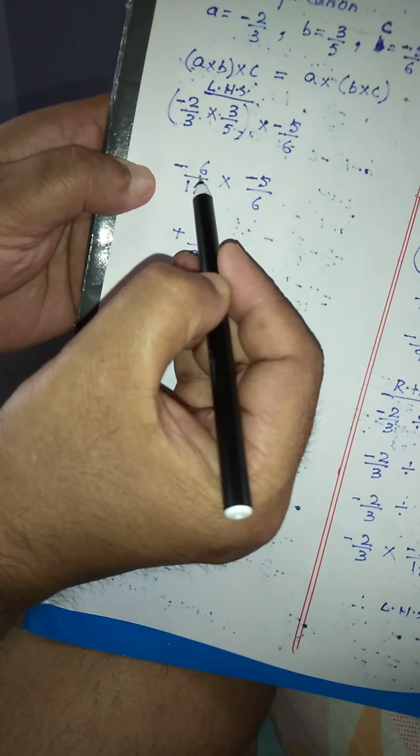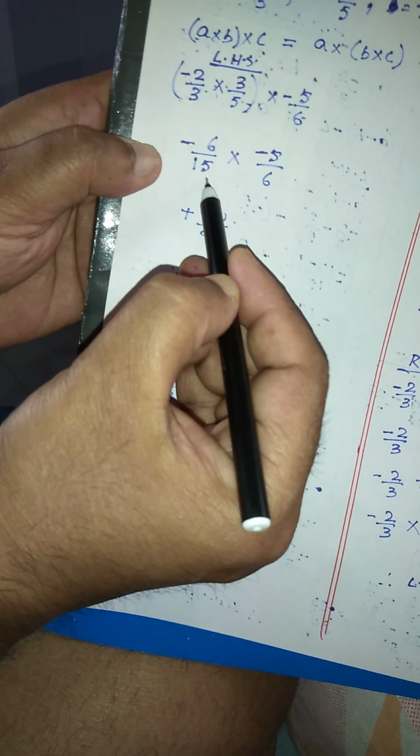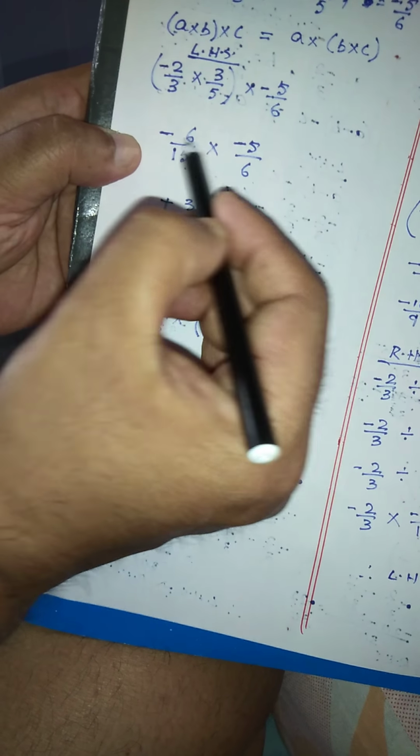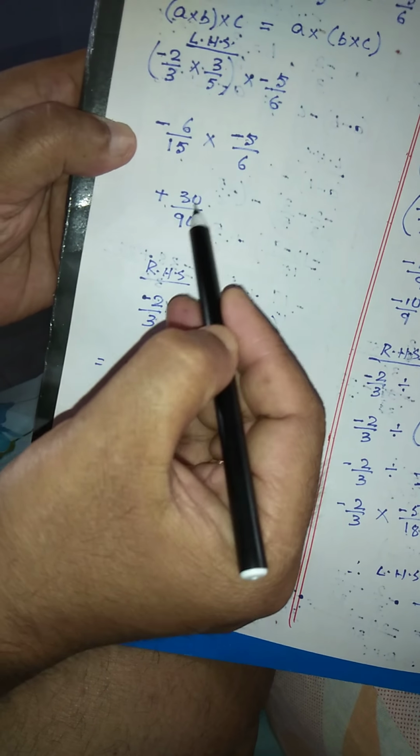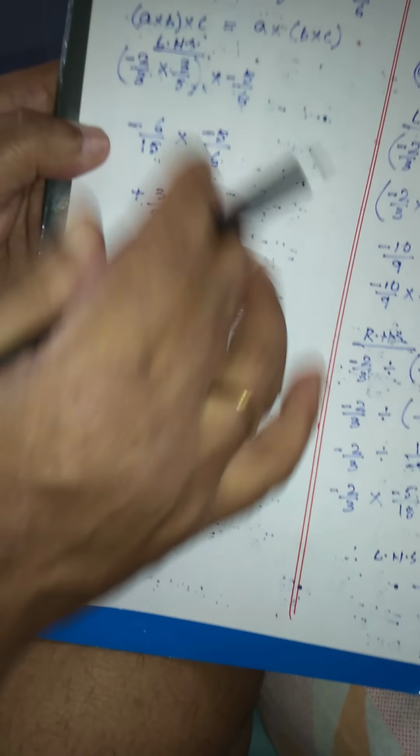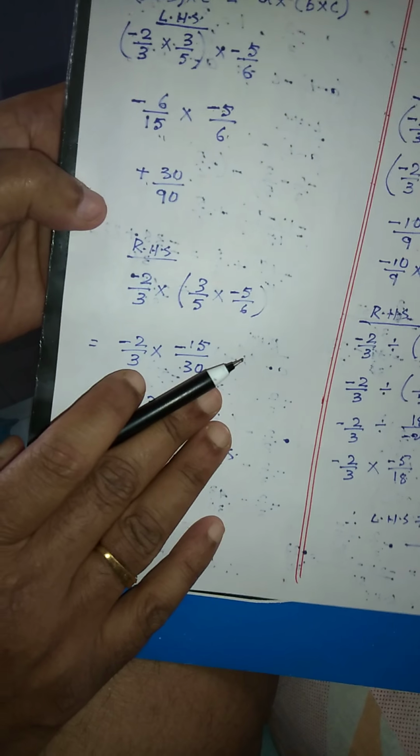So minus 2 into 3 is what? Minus 6. 3 into 5 is what? 15 into minus 5 by 6. Again we'll multiply, students. Minus into minus is what? Plus. So 6 into 5, 30. 15 6s are 90. So the LHS answer is plus 30 by 90.